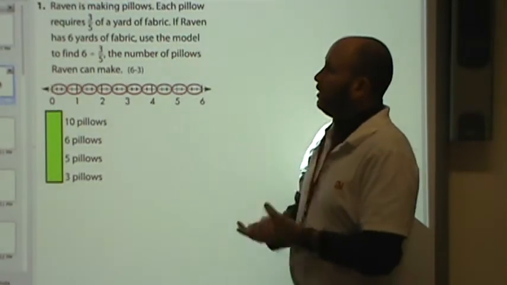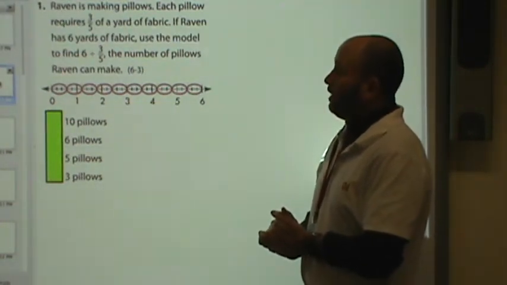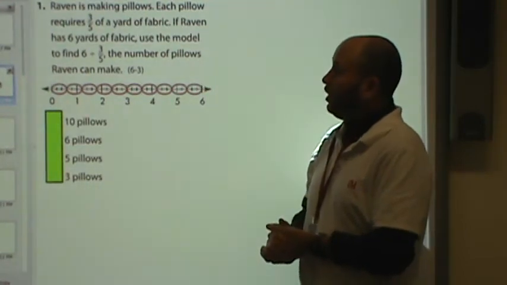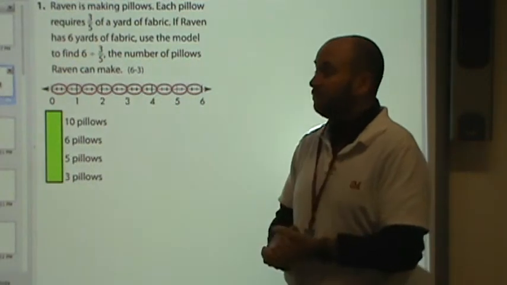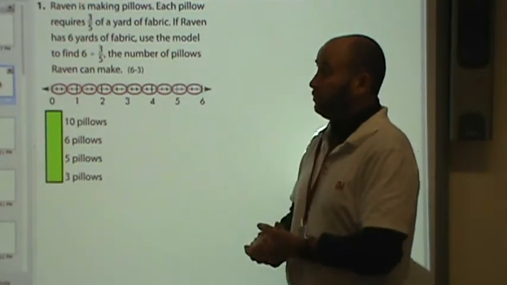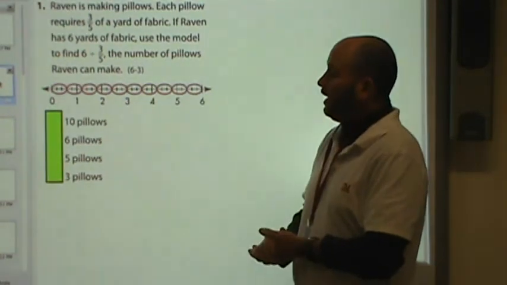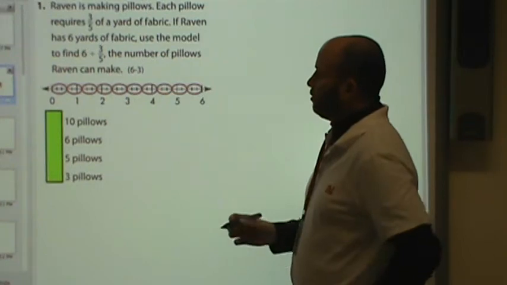Raven is making pillows. Each pillow requires 3/5 of a yard of fabric. If Raven has 6 yards of fabric, use the model to find 6 divided by 3/5, the number of pillows Raven can make. So here's the model, and it will give you your answer. This is how you read one of these models.